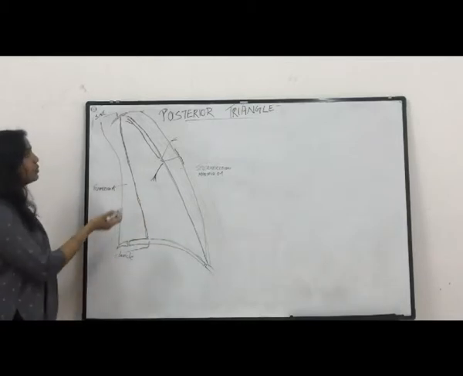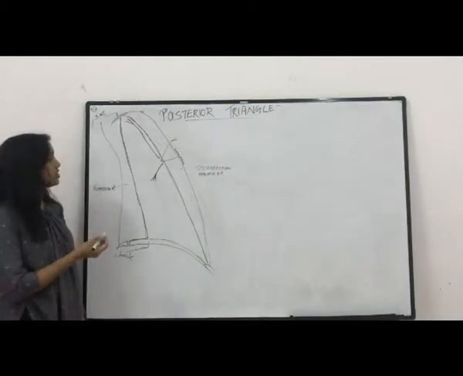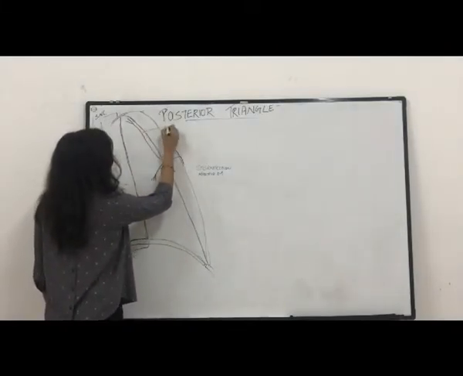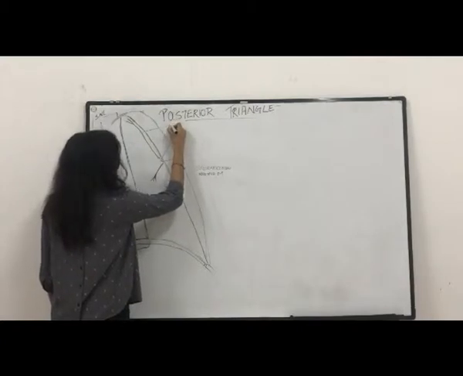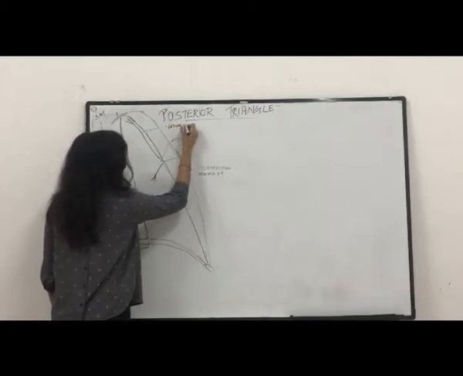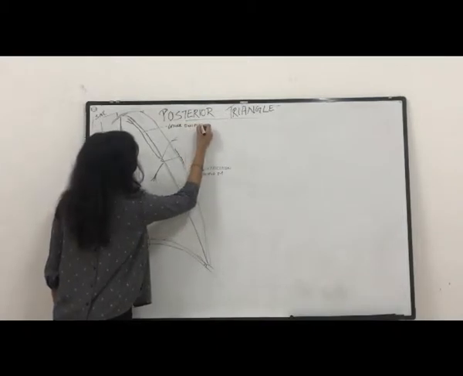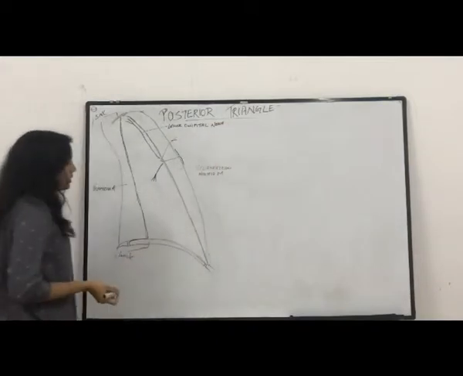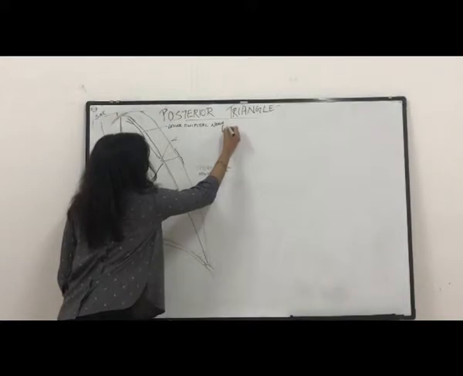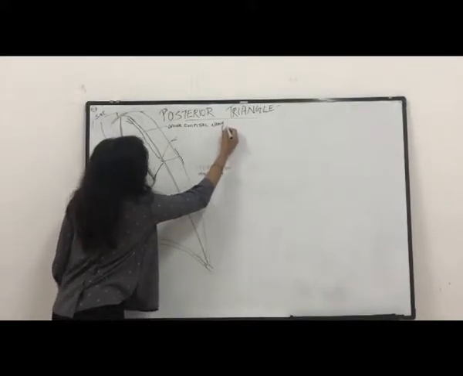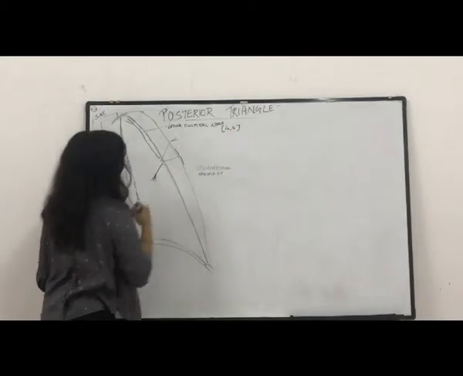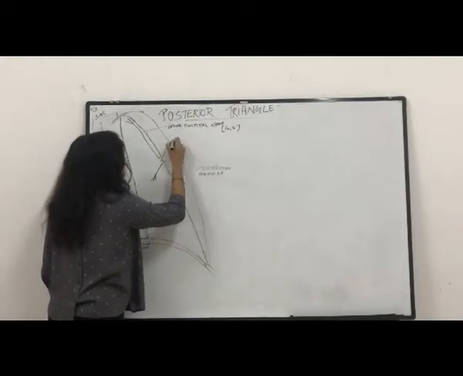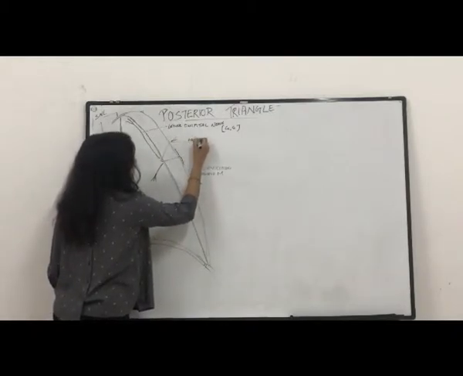So these are the four cutaneous branches of the cervical plexus. So let's name them. This branch is the lesser occipital nerve, which is formed from the C2 and C3 spinal nerves. This is the lesser occipital nerve, and this is the great auricular nerve.